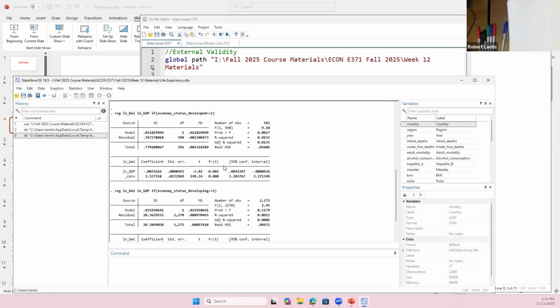When we take the natural log, one easy way to think about this is the units are now percentages, right? So if everything is in terms of natural logs, I don't have to make any conversions. So my interpretation of that coefficient is going to be if GDP goes up by 1%, the expected BMI in that country is going to go down by what?